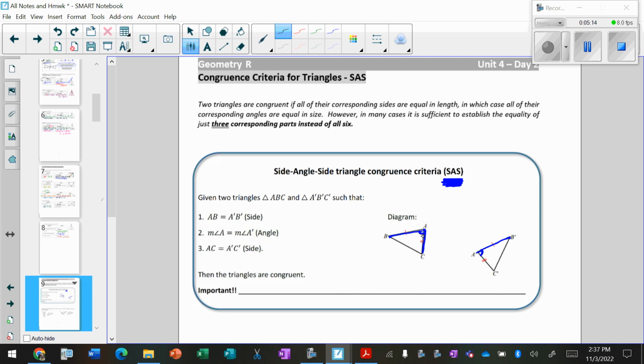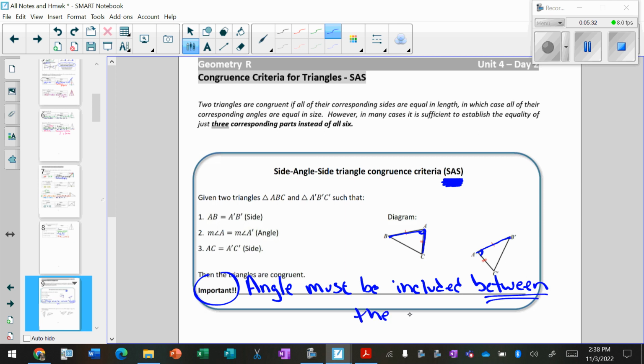The piece that's important here is that the angle must be included between the congruent sides.